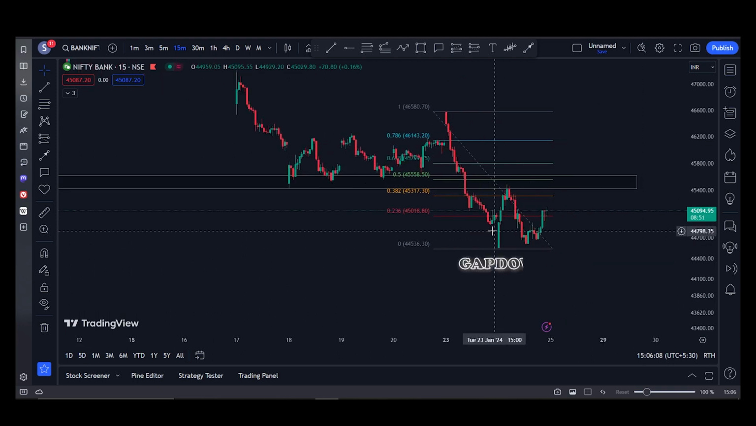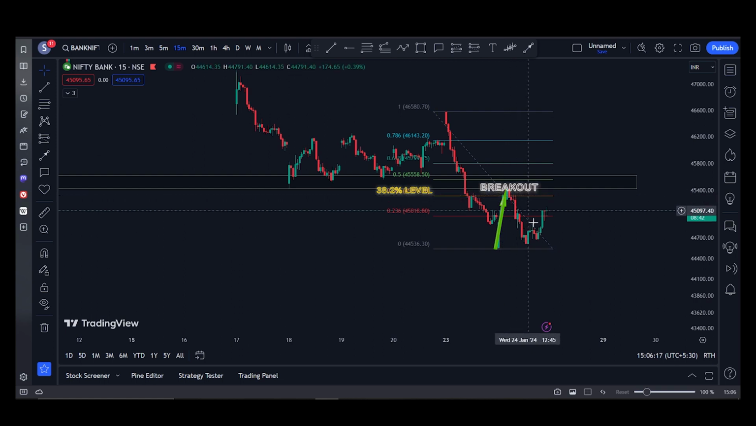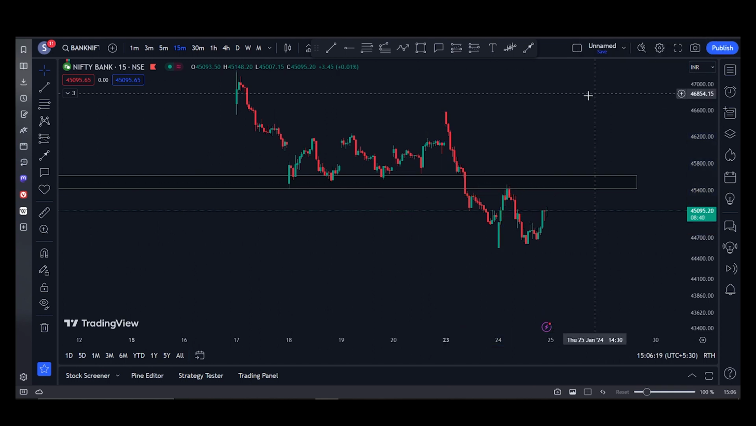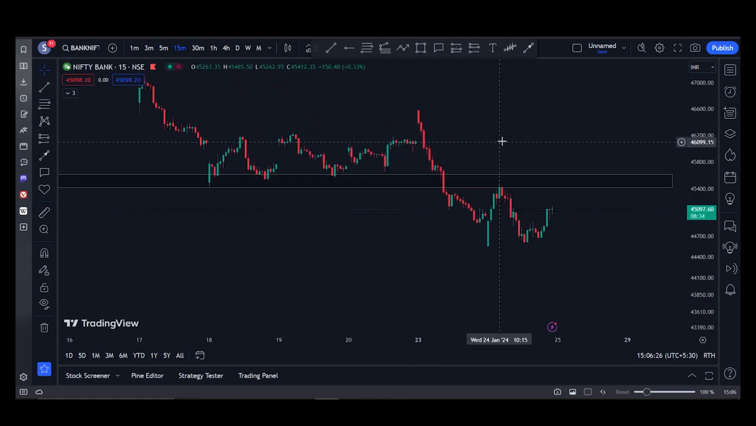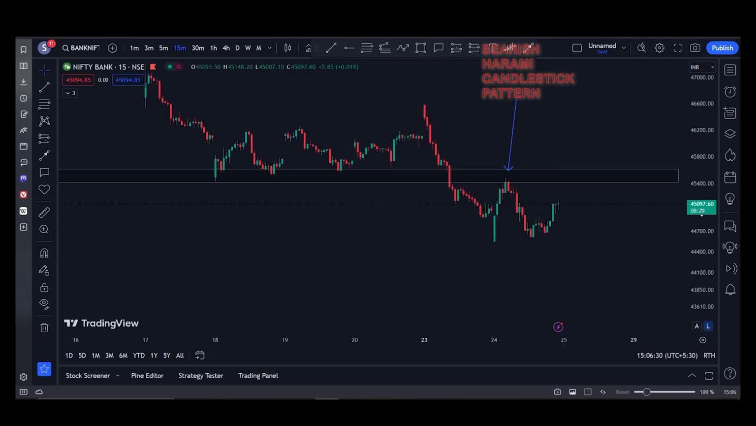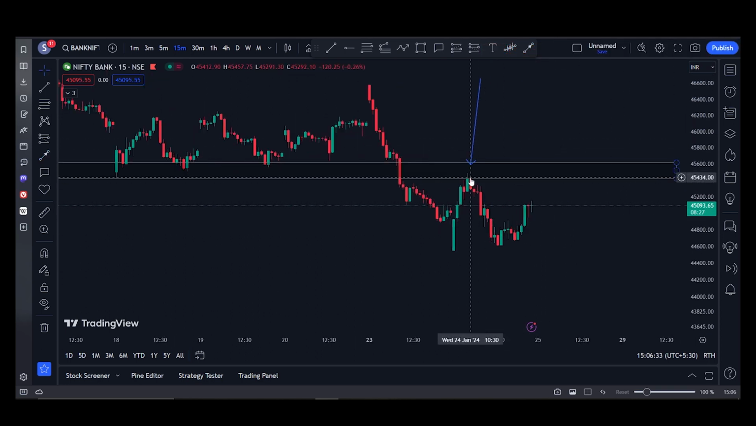Today the asset opened gap down, turned bullish and reached the 38.2% level, and eventually it gave a breakout of that level as well. But the breakout was given just for the sake of the retest of this broken support turned resistance zone. Once this resistance zone was reached, the asset showed a bearish Harami candlestick pattern, exactly over here. The theory of this candlestick pattern is that once its low has been breached, the asset is going to show strong bearish momentum.